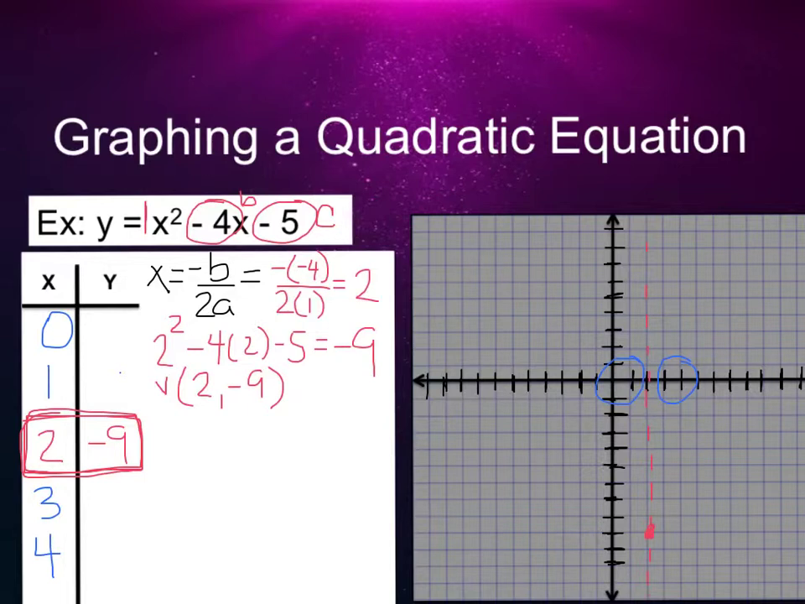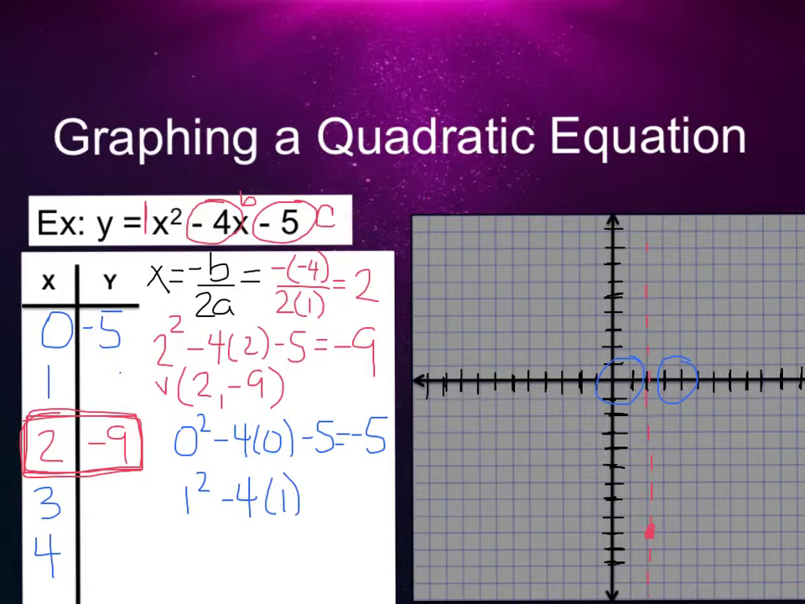And now we'll plug those into our function and find our y value so we can plot and graph our function. And here we get 0 squared minus 4 multiplied by 0 minus 5, and that equals negative 5. Plug in 1, so I get 1 squared minus 4 multiplied by 1 minus 5. And this is going to give us 1 minus 4 minus 5. And 1 minus 4 is negative 3.